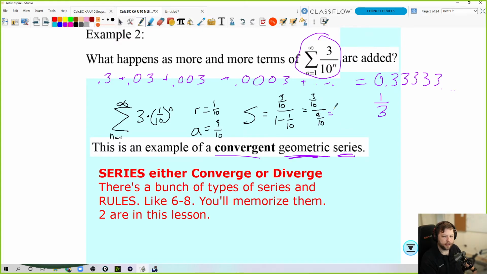And I'm going to rewrite that as 3 over 10 instead of times 9 over 10, reciprocal 10 over 9. Those 10s are going to cancel. 3/9, which is equal to 1/3. So it's still worked out. So I don't have to use that table method. I can use this formula for geometric series. What's weird is geometric is the only series that you can actually find the sum for. The other ones, I don't have a formula for, as you'll see.